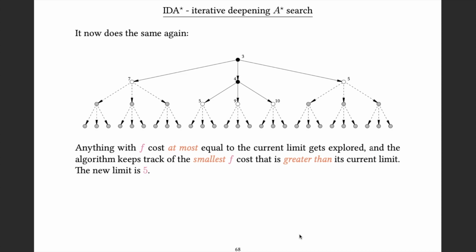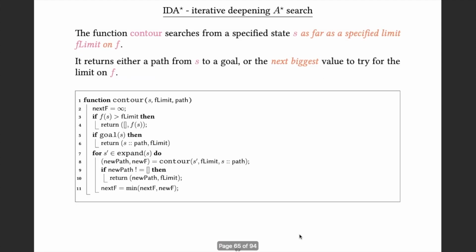So now it calls contour on the root node with an f limit of 4. Over on the left, it immediately sees a 7. So within the while loop in contour, if we look back here, nextf is updated to 7.